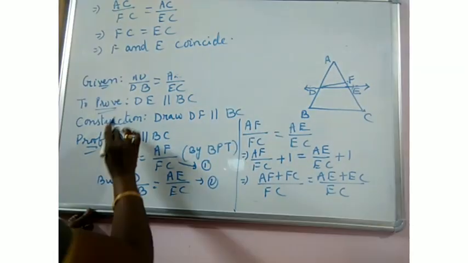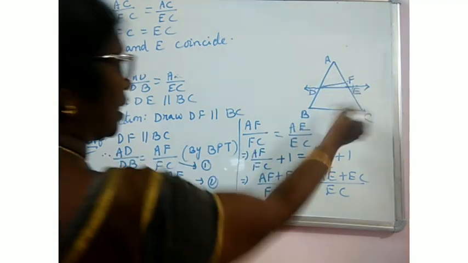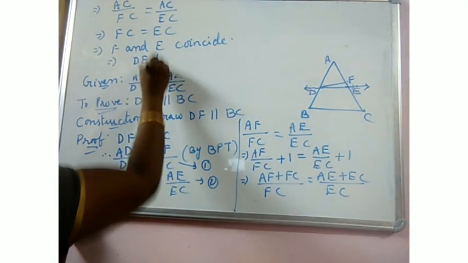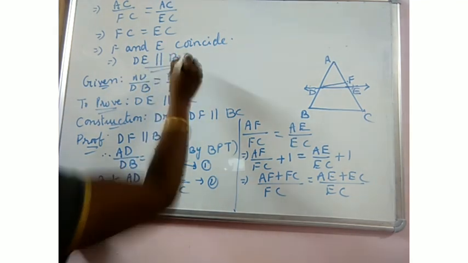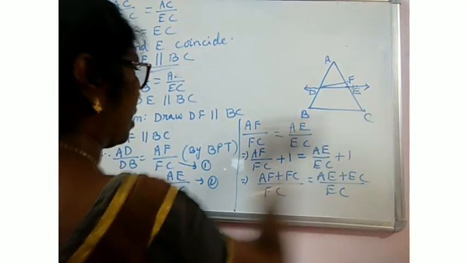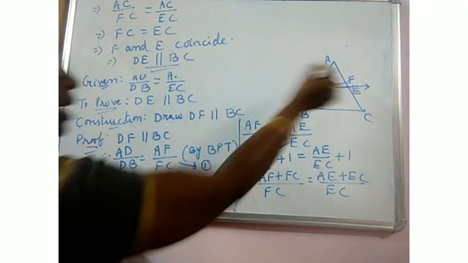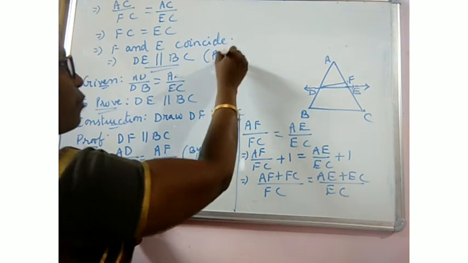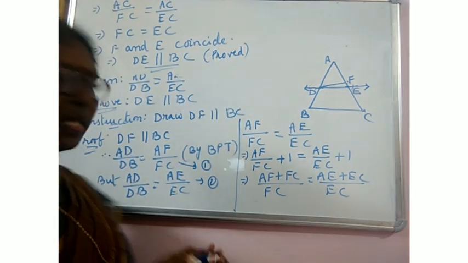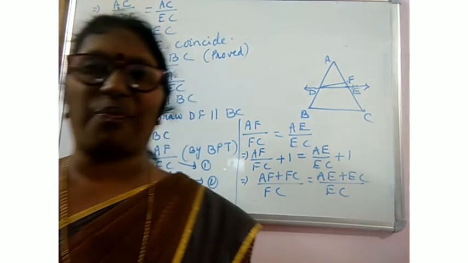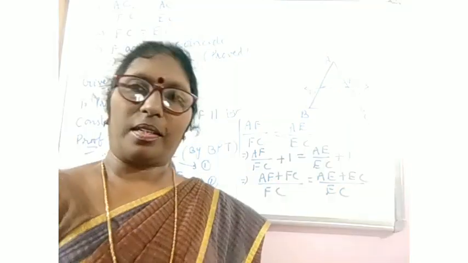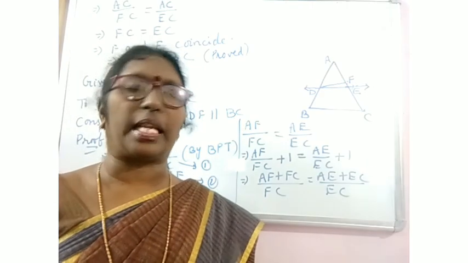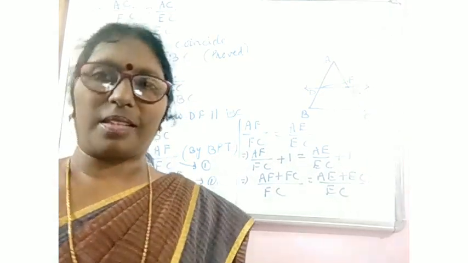That means we can show that since DF is parallel to BC, as we have taken, DE is parallel to BC. We have taken DF parallel to BC, but now we came to know that F and E are the same point. So DE is parallel to BC. That is how we have proved that the converse of the basic proportionality theorem is true. So with this you could understand what BPT, the basic proportionality theorem, and its converse are. Thank you.